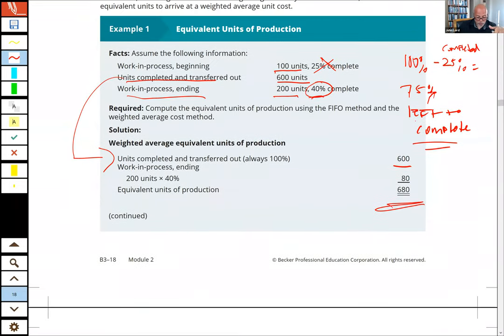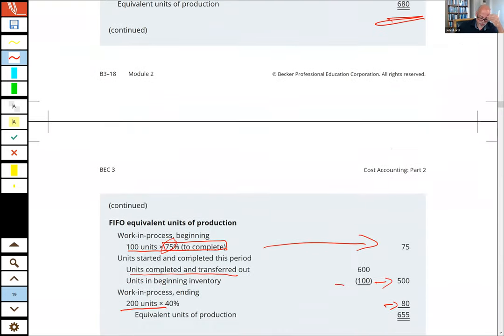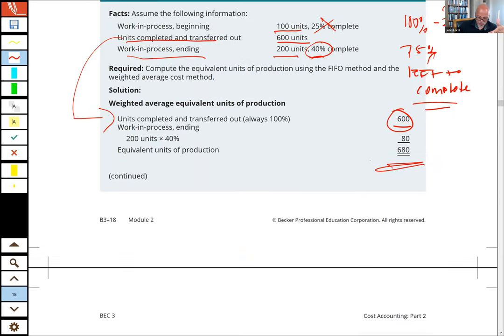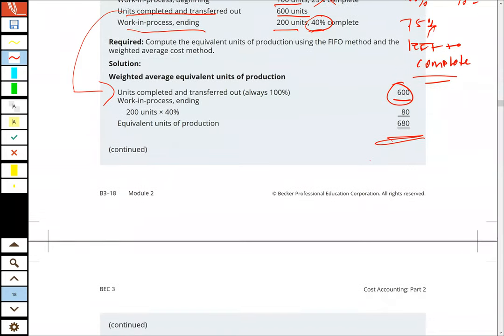The difference between the two methods is that under weighted average, you give yourself credit as though you did that work this period, right? Got you. Yeah, now I get it. I was reading that 25% complete as in... Well, yeah, I don't know why they did that. They should have said 25% complete and then showed you a side calculation of how you take 75% times 100 units to get the 75. So they should have kept the language the same. I got you. They changed up the language on you.